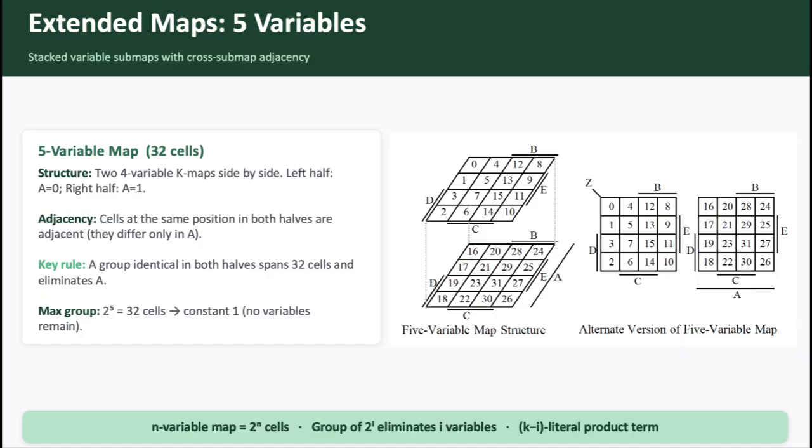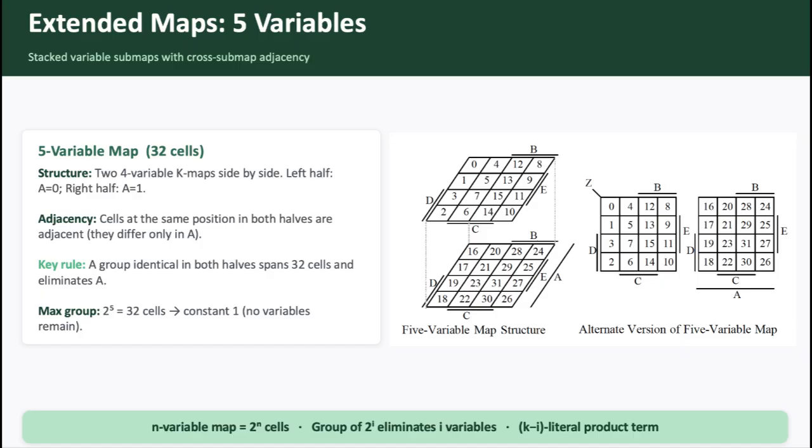of stacked submaps. For a 5-variable map, we use 2 side-by-side 4-variable K-maps. The left half represents A equals 0, and the right half represents A equals 1. Together, they contain 32 cells, 2 to the 5th power, 1 for each 5-variable minterm. The critical concept here is cross-submap adjacency.